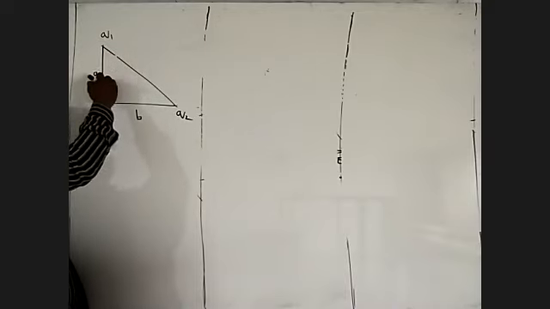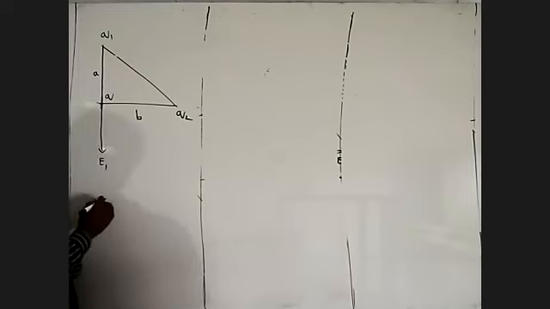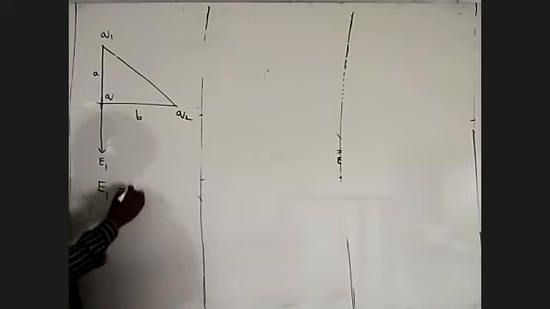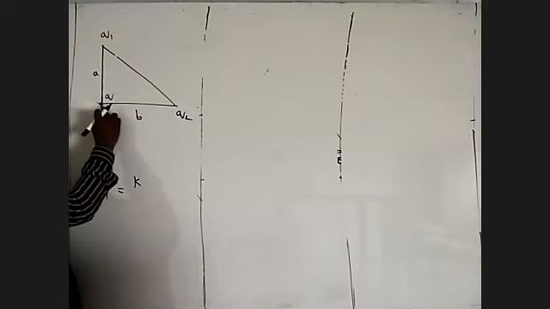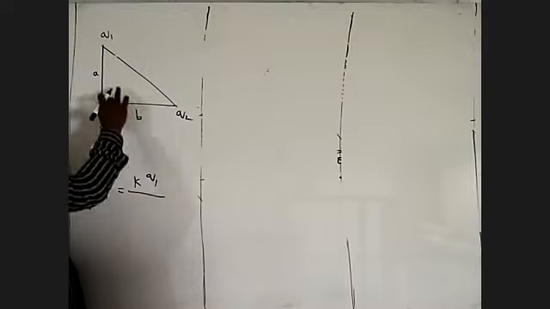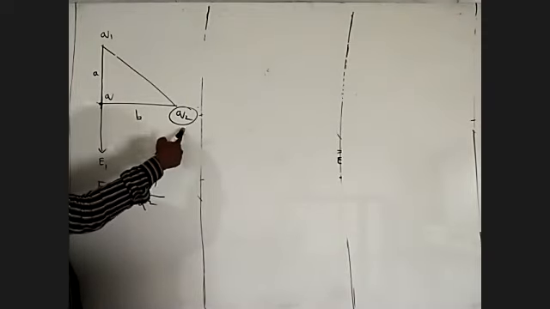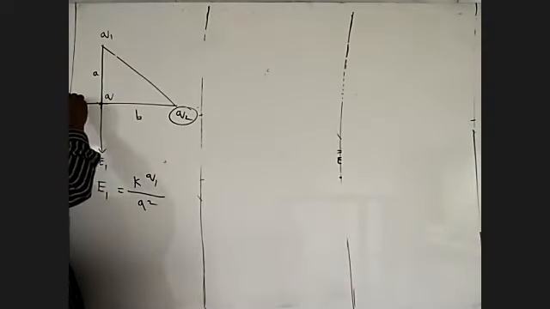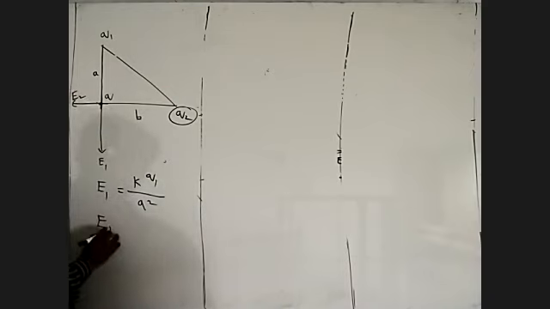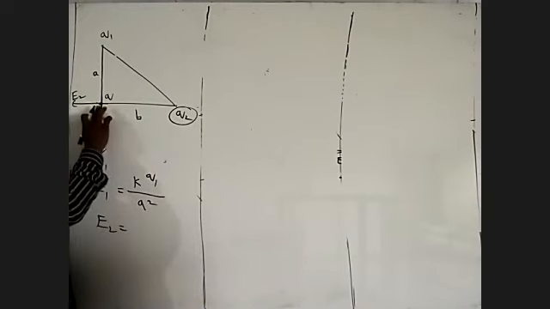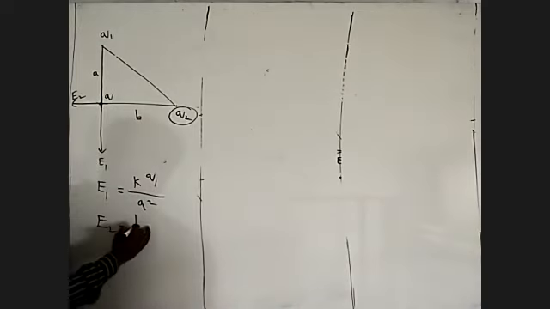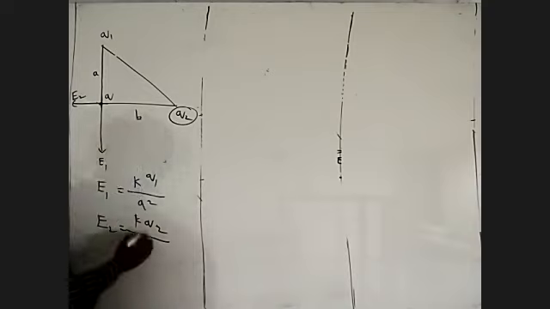Q1 will repel Q in the downward direction, that is E1. Now E1 is equal to K into Q1 by A square, the electric field due to the charge at distance A. Next, this is Q2. This Q2 will repel this Q0 in this direction, that is E2. Now E2, the intensity of electric field at this point due to the charge, is K into Q2 by distance B square.